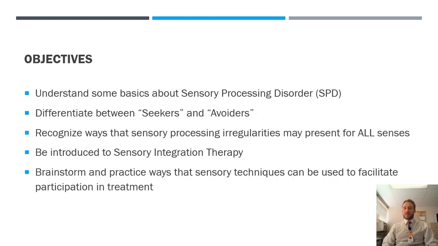So I want you to understand some basics of sensory processing disorder. We're going to get into a differentiation between seekers and avoiders when it comes to the different preferences or sensory profiles that people can have. We'll go through each of the senses and how someone with a different sensory preference might present. We'll talk about sensory integration therapy, and we're really just going to introduce it. And then we'll give you some opportunities to think about how to brainstorm a sensory-based approach for patients. We have a couple of cases we'll go through at the end.